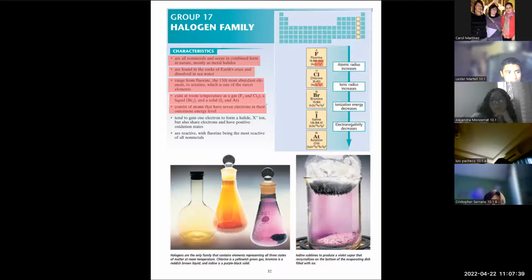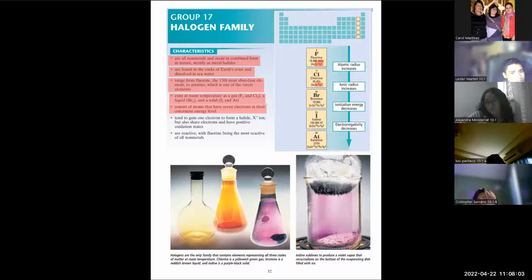So in what physical state are you going to find this halogen family? In the 3 physical states. They can be gases like fluorine and chlorine, or they can be liquid like bromine. Bromine, I think, is the only liquid non-metal that we can find. I'm not very sure. I think it's the only one that is liquid. Yes, it's the only one that is liquid.